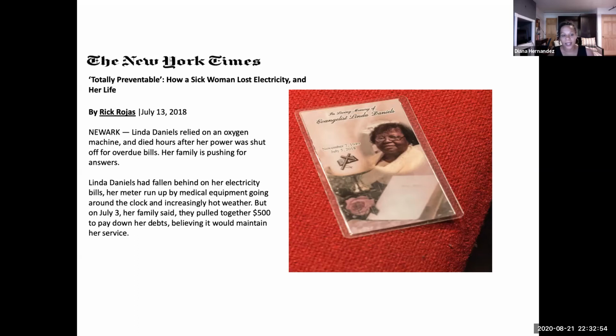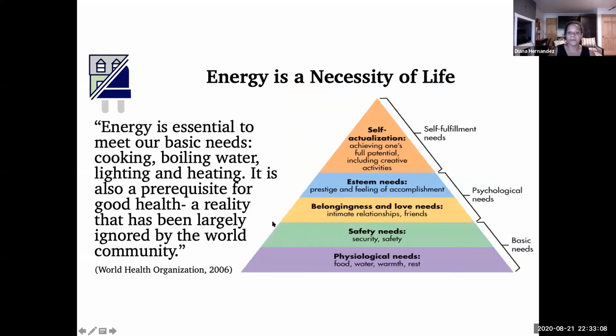And just the headline alone basically suggests that it's totally preventable, because it was. At some point, this was really an oversight, and I mean, an egregious one at that, that really cost her life.